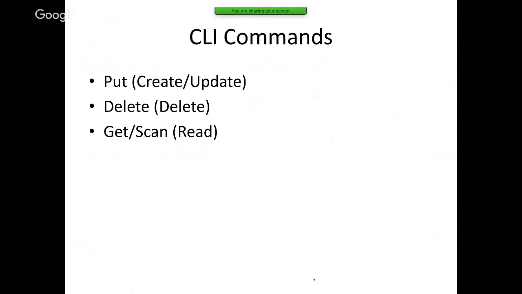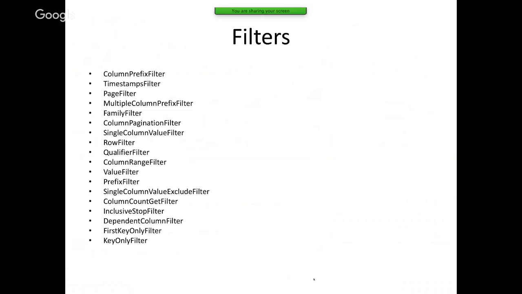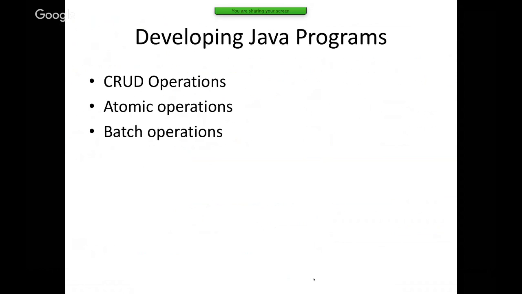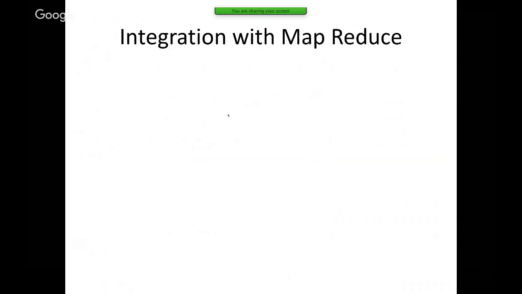I have already shown you the command line interface for put, get, scan, and I have briefly explained filters. As part of the next class, we will start with developing Java programs. I will explain how to do CRUD operations, atomic operations, and batch operations with a Java program also. I will not get into too many details. I will just explain what classes need to be used and how to write a simple Java program to perform these operations.